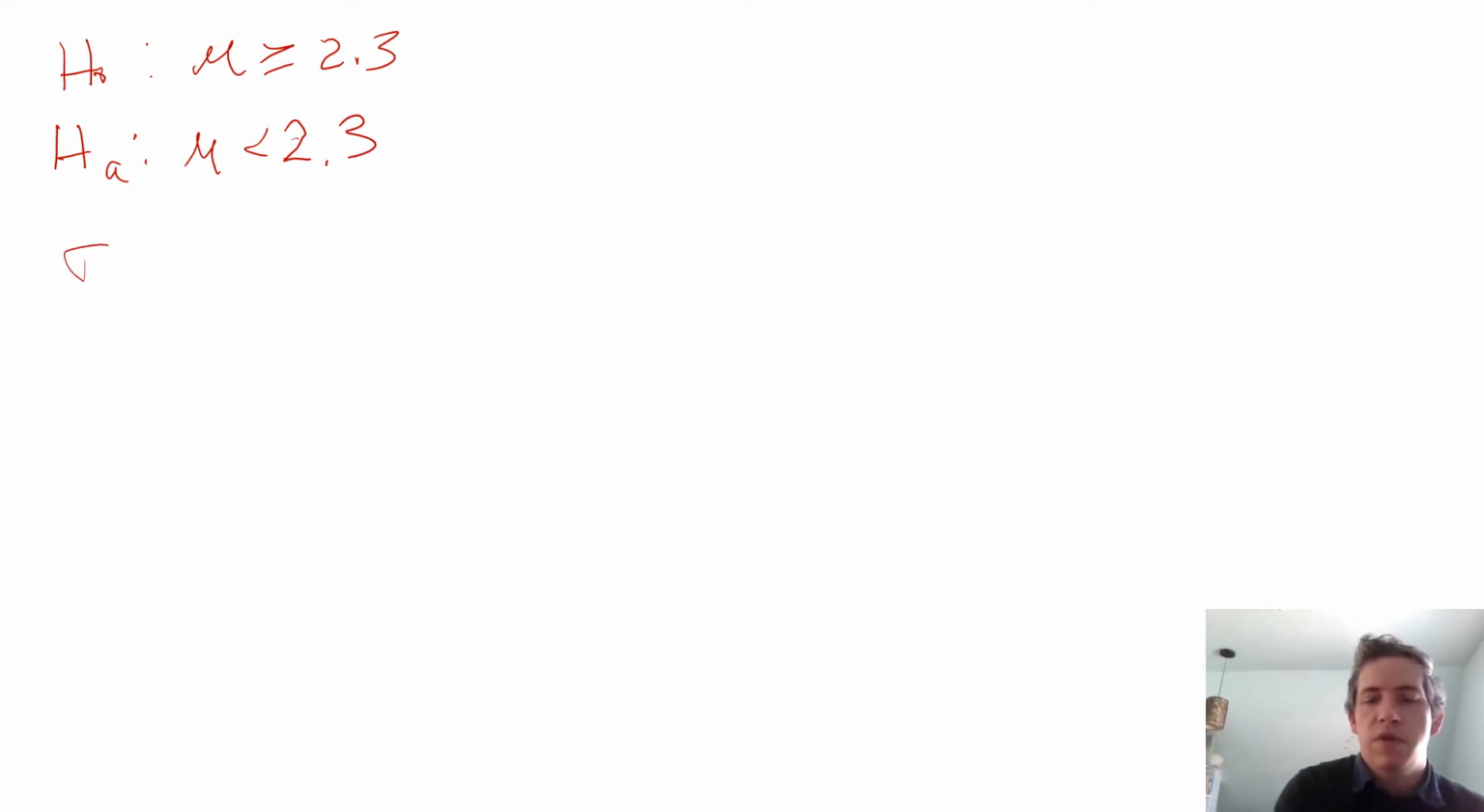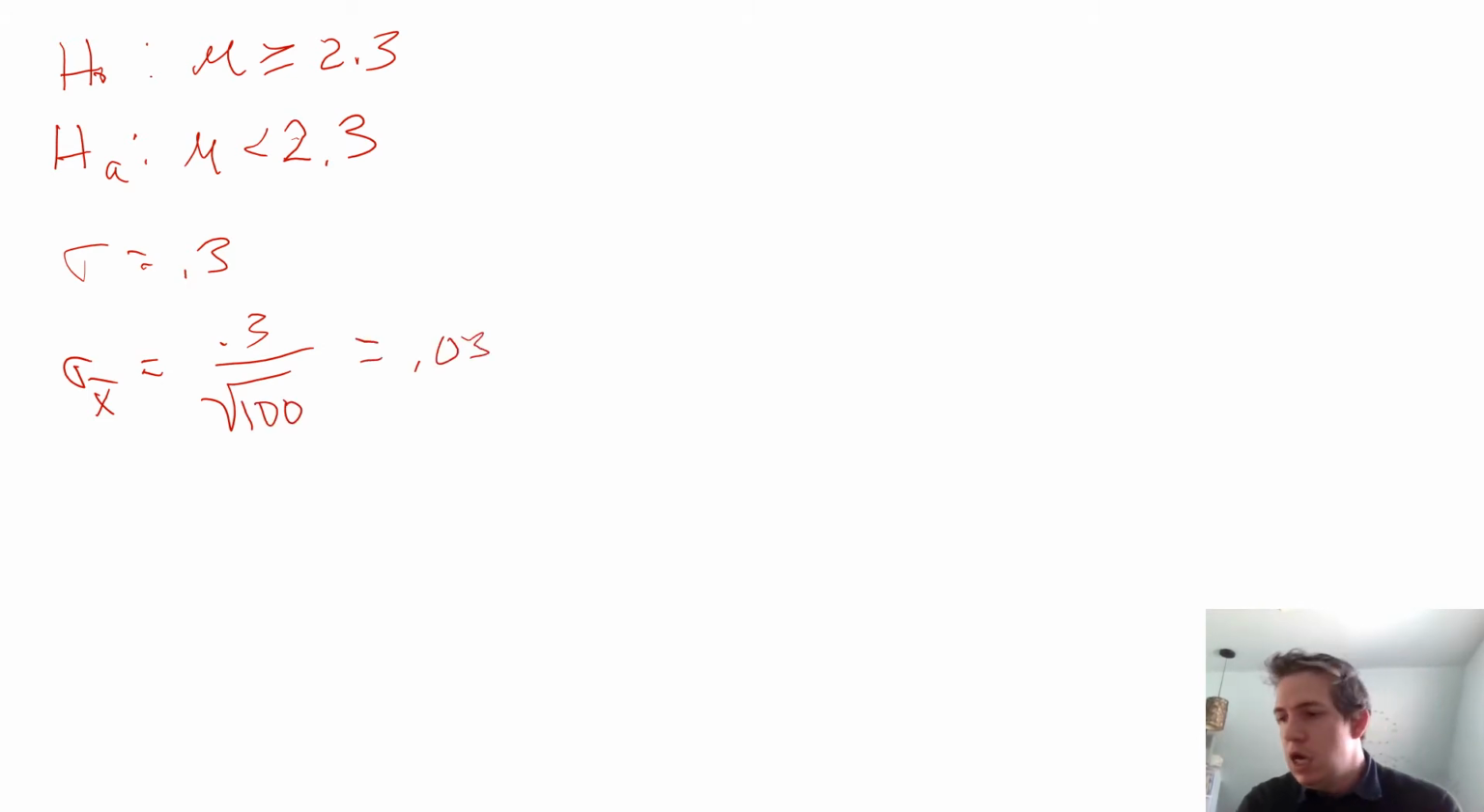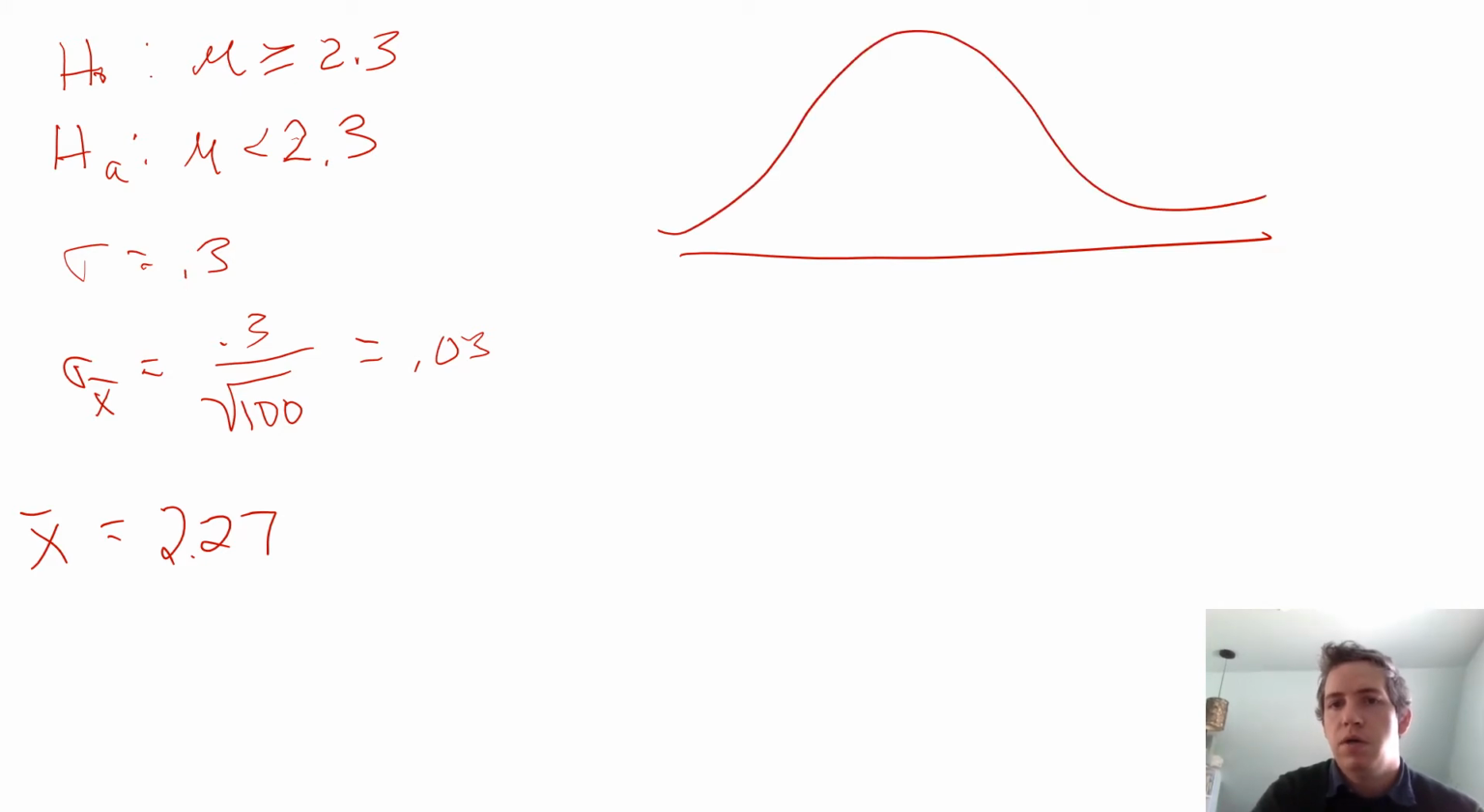The sigma for the population is given at 0.3, and that means that the standard deviation for the distribution of sample means must be equal to sigma divided by the square root of the number of people in my sample, which in this case is 100, so it's equal to 0.03. Now we got a statistic, an x bar, which is equal to 2.27, and we can actually calculate that area under the curve if we put 2.3 in the middle, and this is the distribution of sample means. Then 2.27 is actually exactly one standard deviation to the left, and we can actually calculate that in a second.